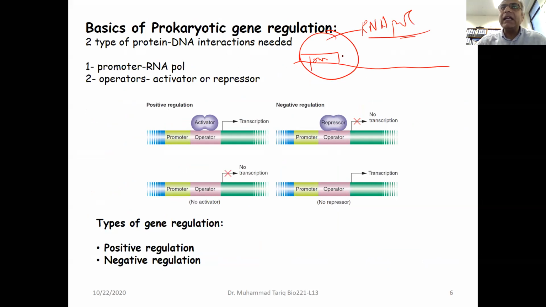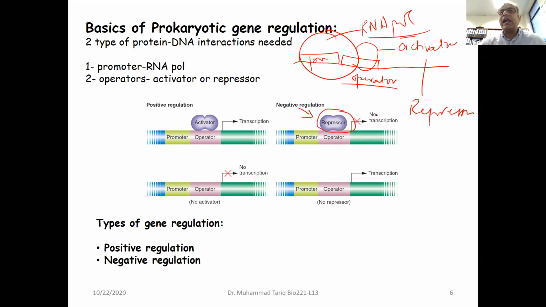However, as I told you, in bacteria the promoter is also followed by another DNA sequence, which is called operator sequence. So the second kind of DNA protein interactions take place at operator, and this operator needs to be bound by proteins which are either activators or repressors. If repressor is bound, it will have negative regulation and there will be no transcription. Repressor means it is repressing, having negative effect on transcription. If activator-operator interaction is taking place, now you will have a positive regulation and transcription is taking place.